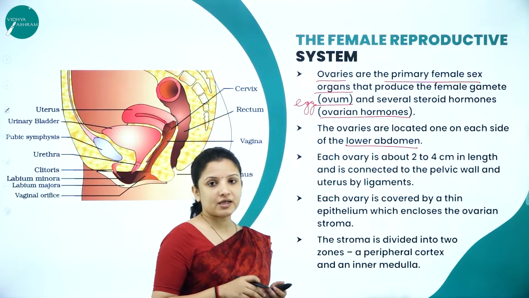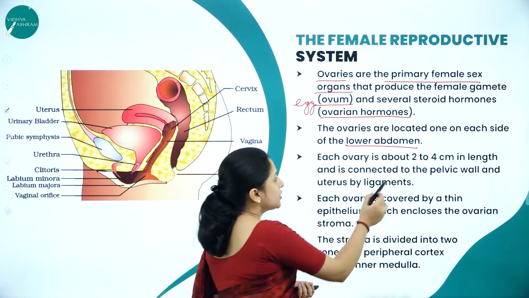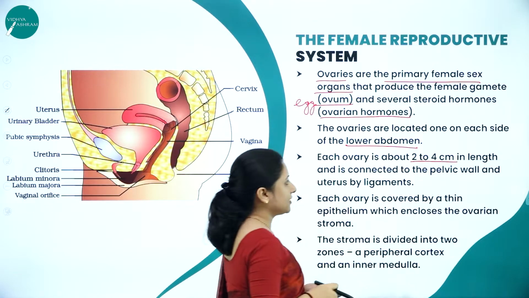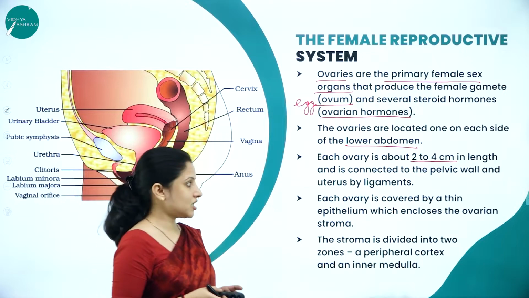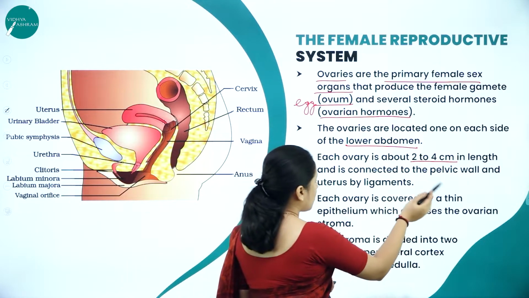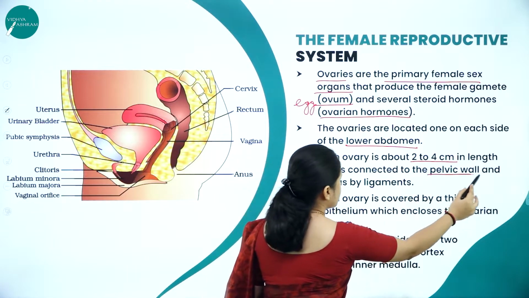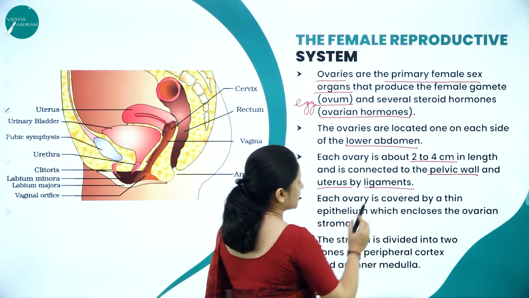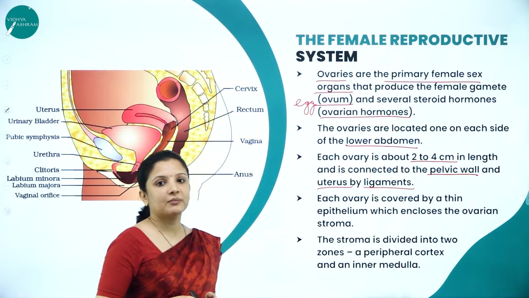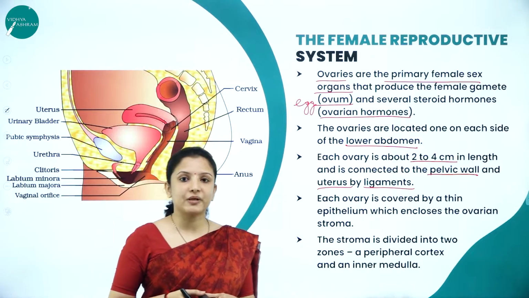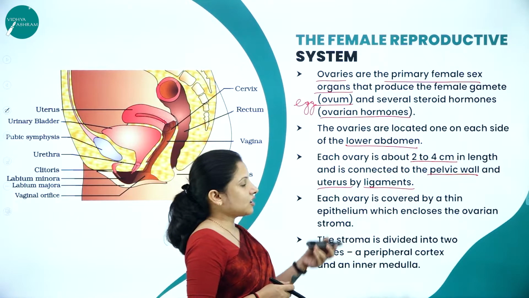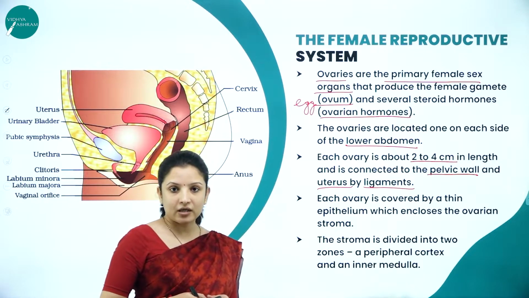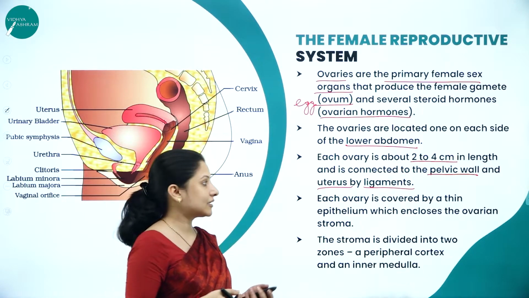And each ovary has a size of about 2 to 4 centimeters in length, and it is connected to the wall of the pelvic region and also to the uterus by ligaments. Ligaments are thin fibrous materials which are capable of stretching. So they are very important during childbirth. You'll study about that later.